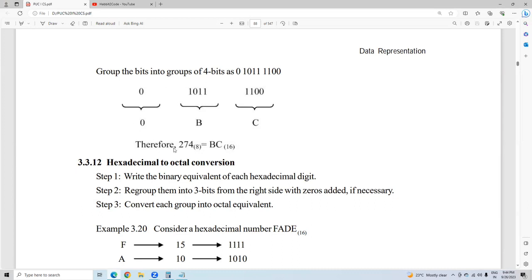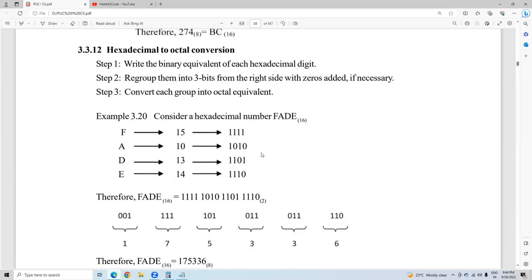0 is remaining. So 274 of 8 equal to BC of base 16. Now it is hexadecimal to octal conversion. You see, there are more types of conversion.